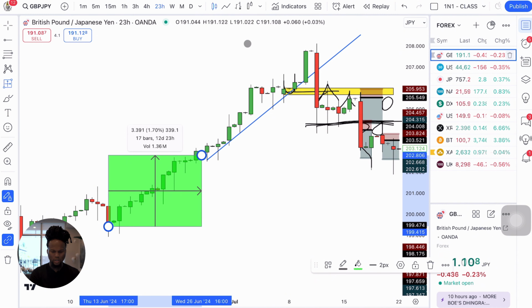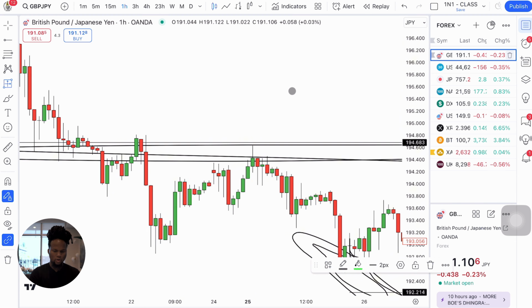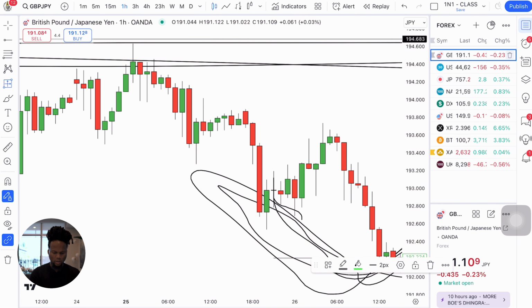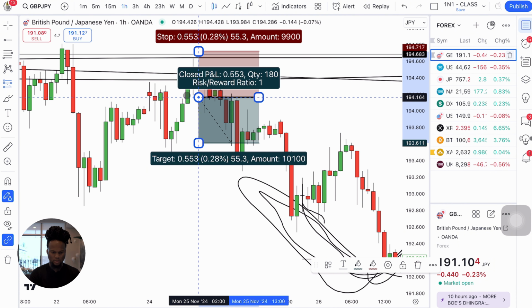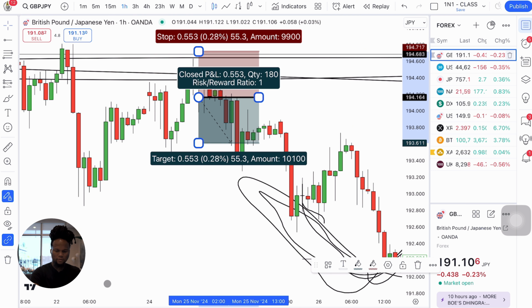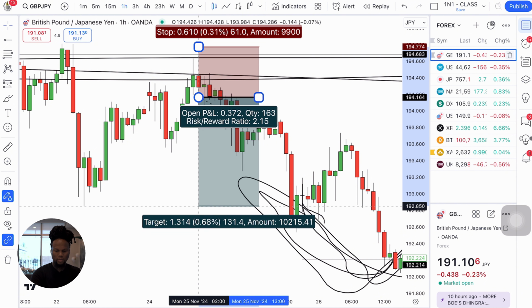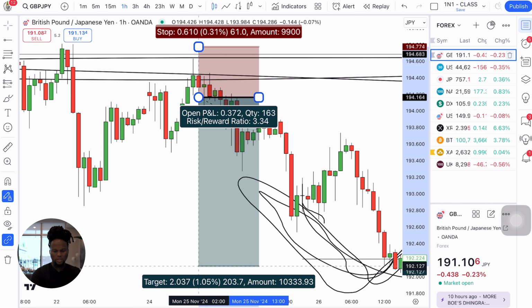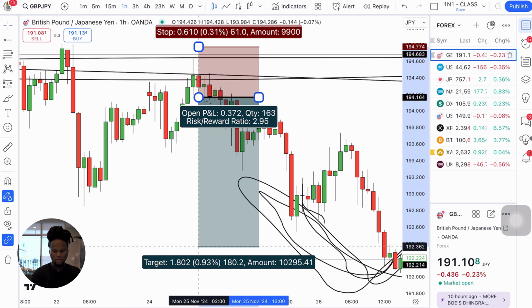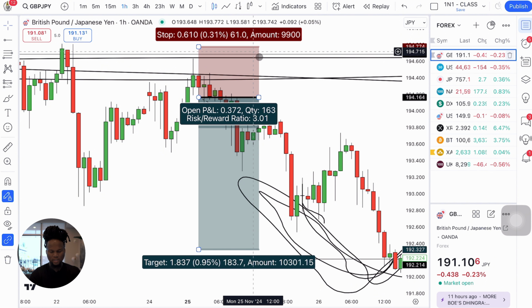So for example, let me go on the chart just to show you guys something. Let me go on the 1 hour chart, man. Let me give you a real life example right now. This is my stop loss area above here, which is 61 pips, and I'm looking to make 3 times that, which is down here. So in this area, 61 pips, I don't want to lose more than 1% of my account, meaning I don't want to lose more than $1,000.